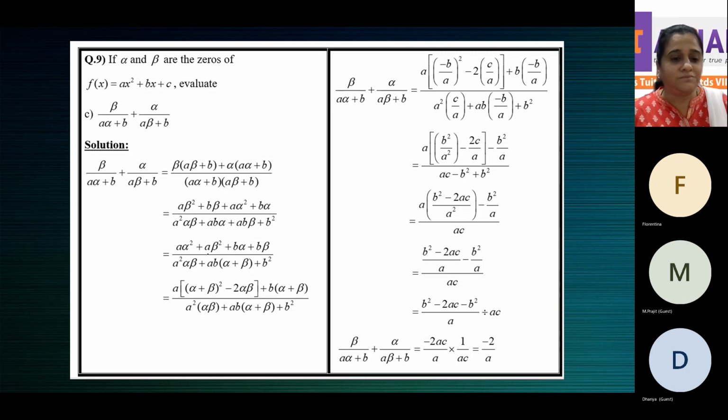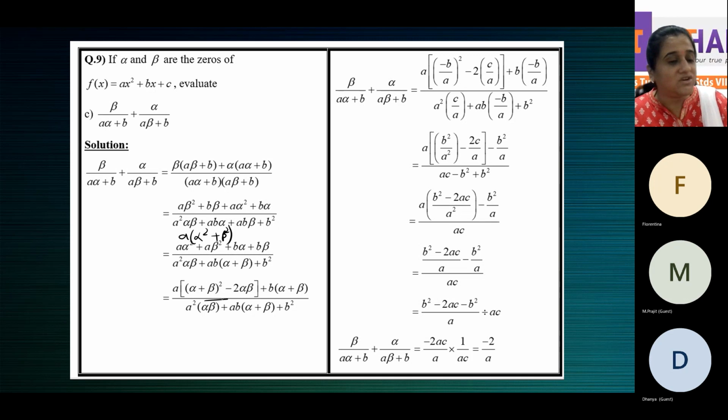Here we need to take out a common. When you take out a common, what will you get in the bracket? Alpha square plus beta square. And I've written that as alpha plus beta the whole square minus 2 alpha beta. Correct? But we cannot write anything for alpha square plus beta square. So we write it as alpha plus beta the whole square minus 2 alpha beta.